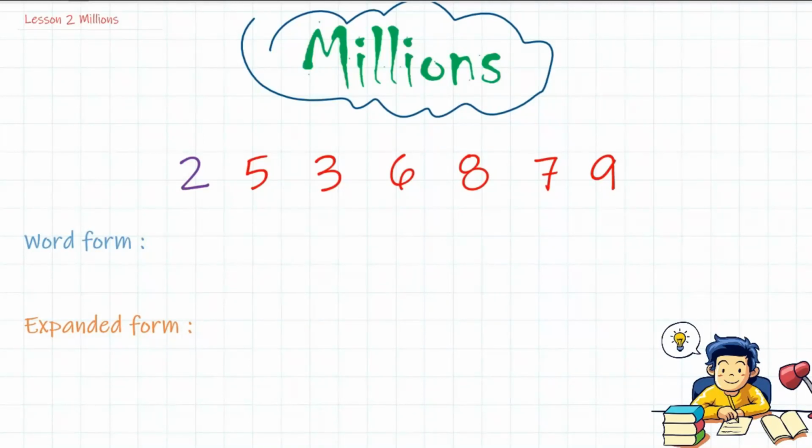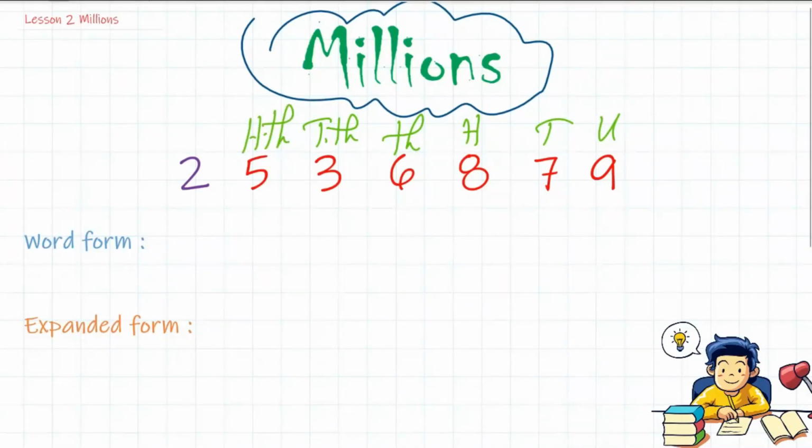احنا طبعا كلنا بنعرف نكتب البليس value والvalue بتاع كل digit. تعالوا نكتب البليس value بتاع كل digit في النمبر ده. 9 here in units place and 7 in tens place, 8 in hundreds place, 6 in thousand place, 3 in 10,000 place, 5 in 100,000 place, and we have a new place here which is called millions.